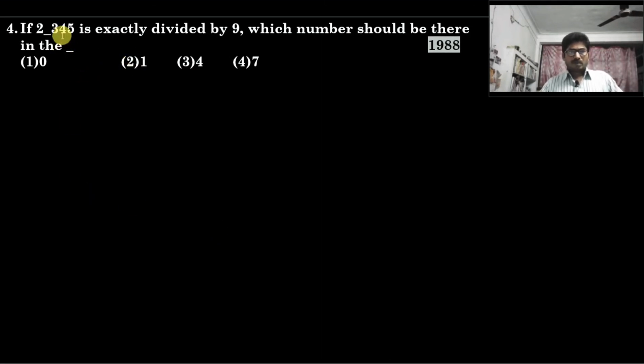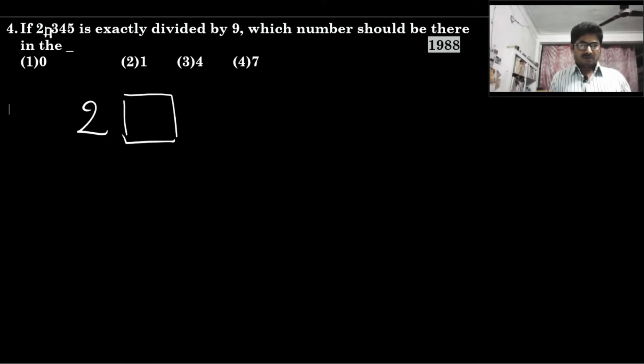Fourth question. If 2-3-4-5 with a blank is exactly divisible by 9, which number should be there in the blank? Here we have 2, 3, then we can keep a box here, then 4, 5.